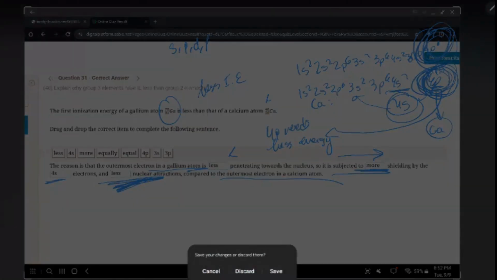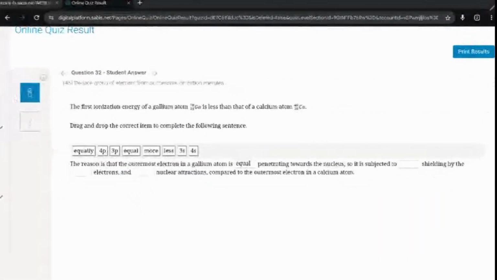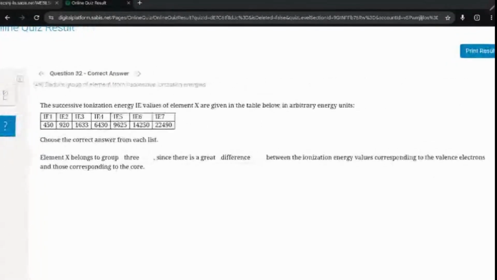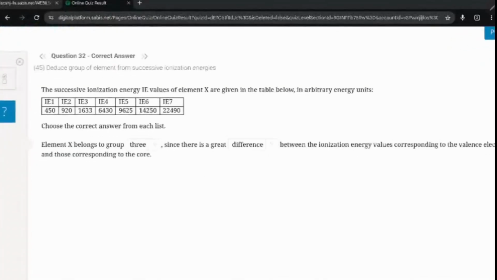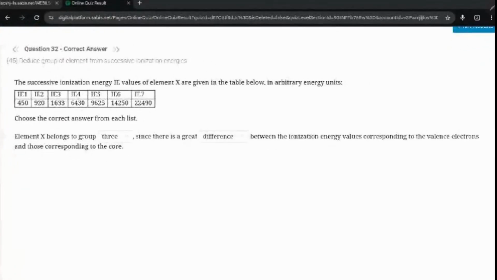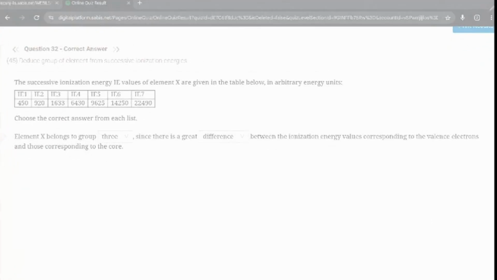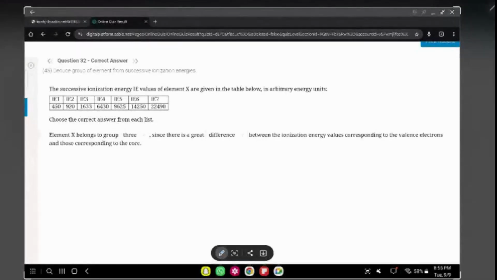Alright. Question 32. The successive ionization energy values of element X are given with their units. And I told you exactly how to do this, and they actually use the same exact example as me. But yalla, element X belongs to which group?